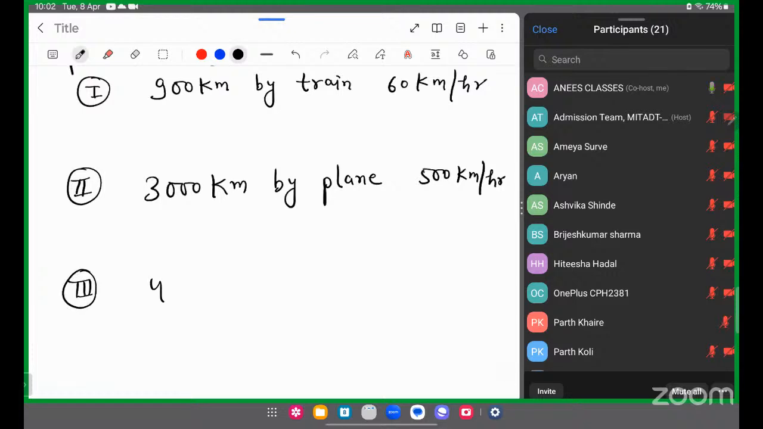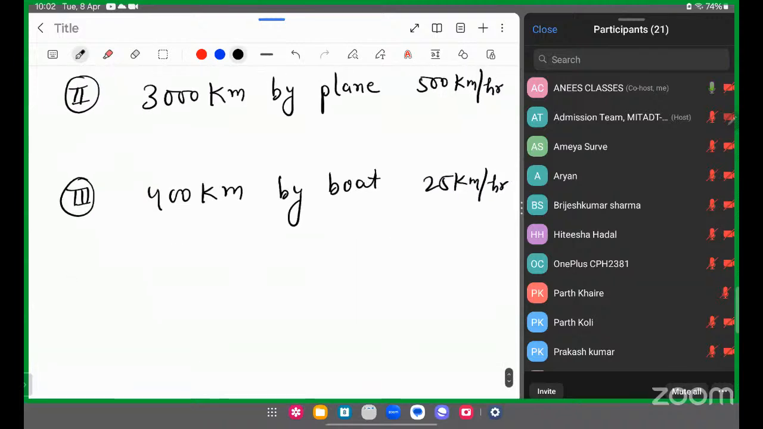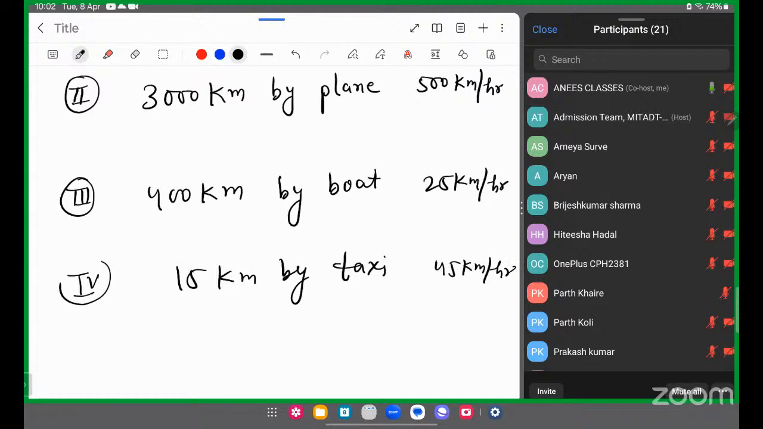Third part of the trip is 400 kilometer by boat. Speed is 25 kilometer per hour. And finally, fourth part of the trip is 15 kilometer by taxi with speed 45 kilometer per hour. You have to find out average speed for the entire journey.